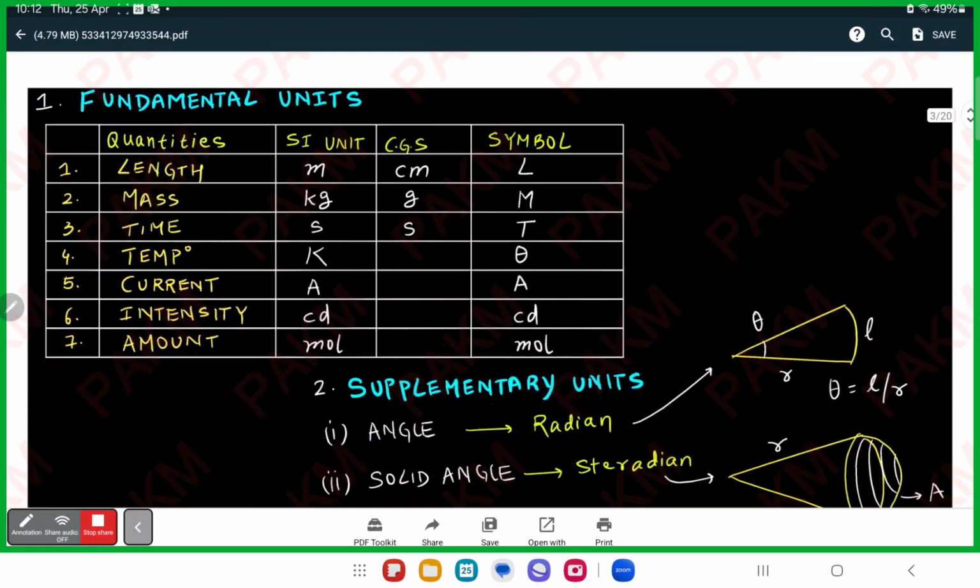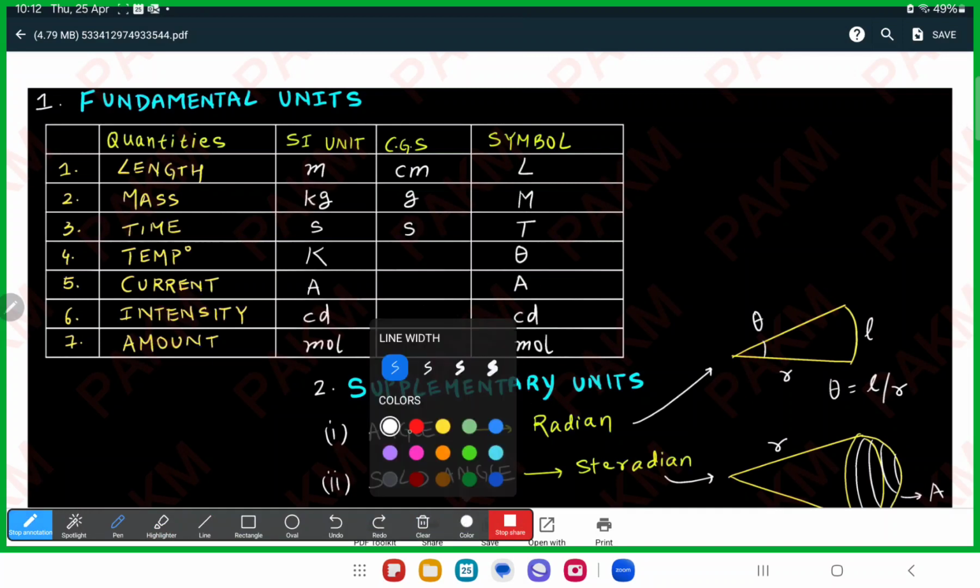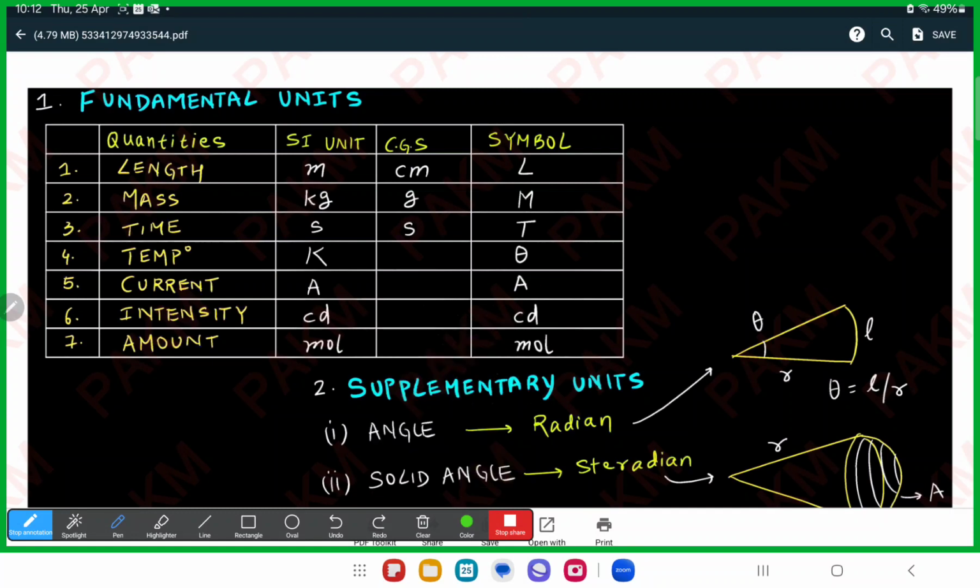Now here we can say these are the few physical quantities. Now physical quantities you can check, like length. Length has a meter, CGS centimeter, and symbol L. Mass kg, gram, M stands for mass. Time second, second, and T. Temperature K, Kelvin, and theta, that is symbolized. Current A, and once again symbolized by intensity CD and CD, amount of matter, mole and mole.